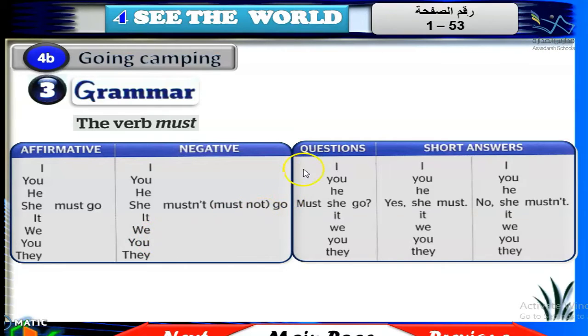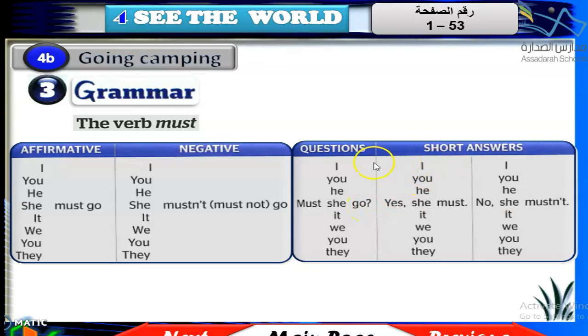In the question form, we start the question with must, then one of these personal pronouns, then the base form of the verb, and then a question mark. For example, must you go, must she go, must it go, must we go, etc.